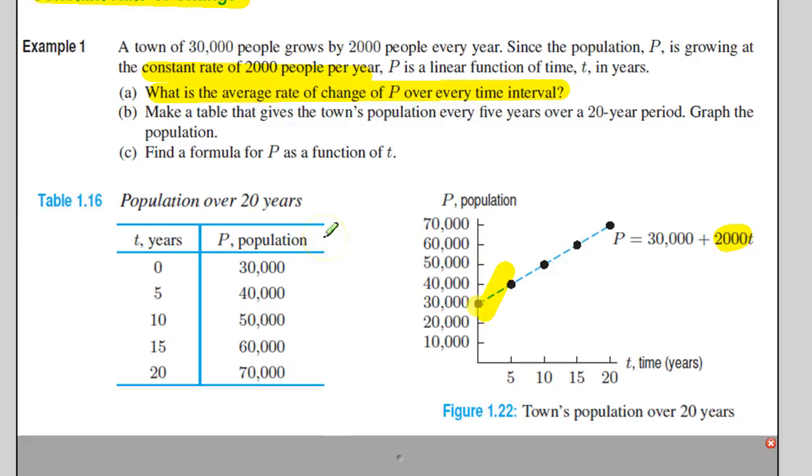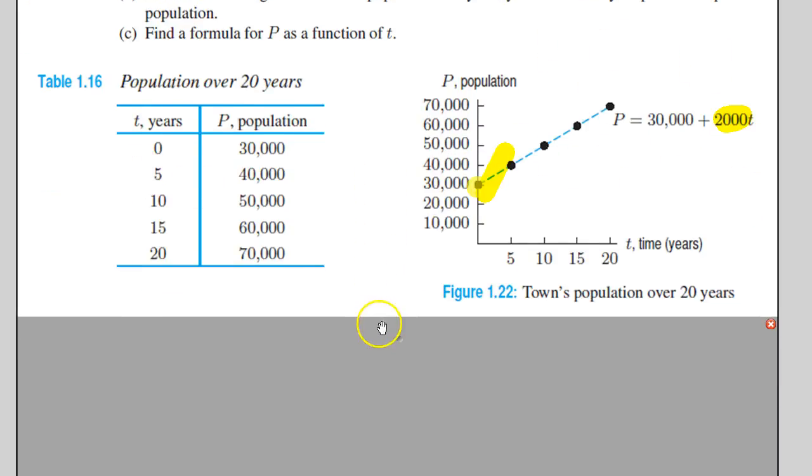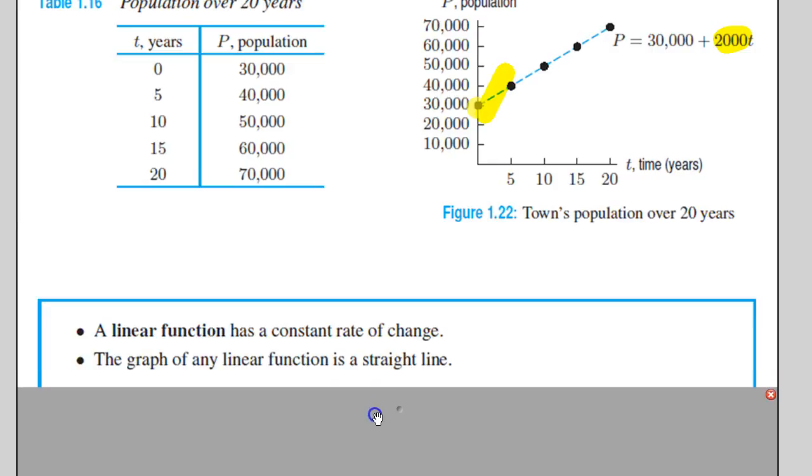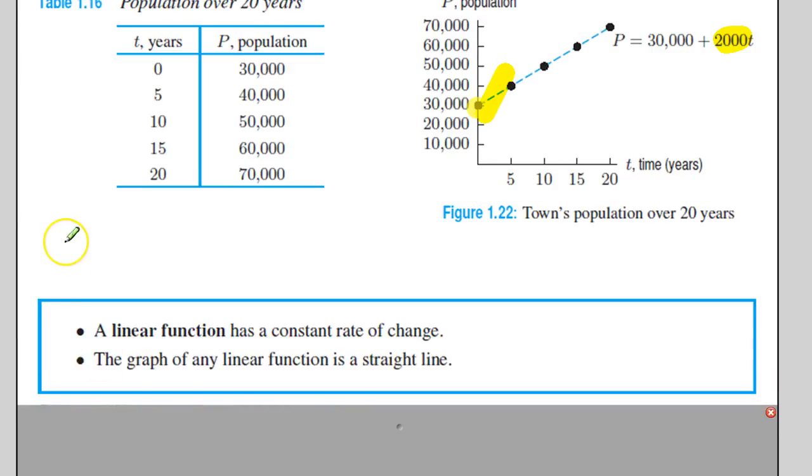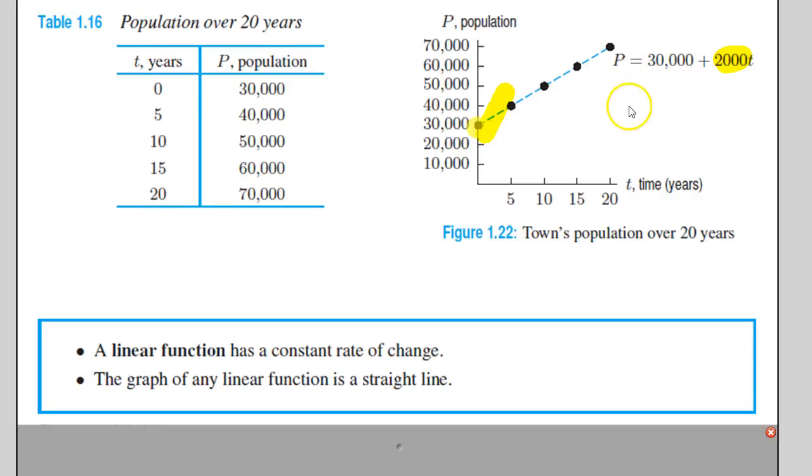So you have different ways to express this linear relationship: using a table, using a graph, and using a formula as well. So we should know this. A linear function has a constant rate of change, and the graph of any linear function is a straight line. And because I have a function that represents this population, I can predict the population 1,000 years from now by plugging 1,000 in for t and getting the answer, or continuing this graph until it's 1,000 years and looking to see where the function value is.